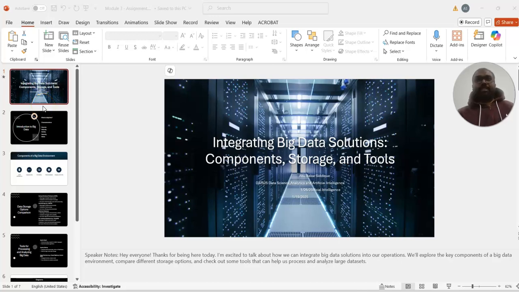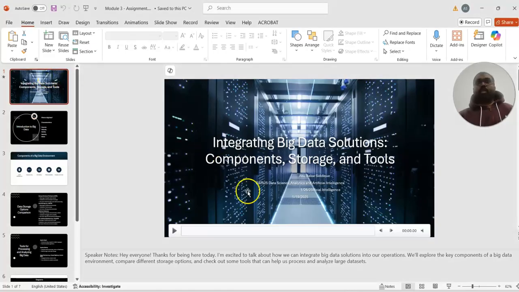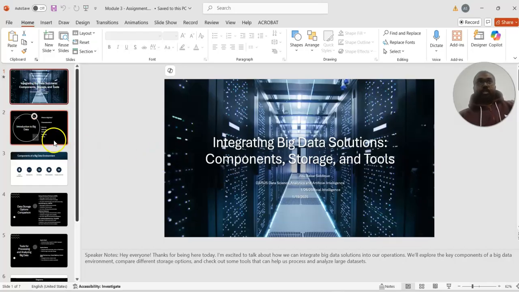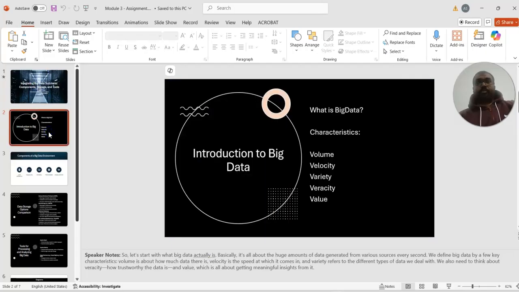Hello everybody, my name is Abu Bakar and today I'm going to discuss integrating big data solutions into our operations. Let's discuss the different components, storage, and tools available in big data. So now let us start.